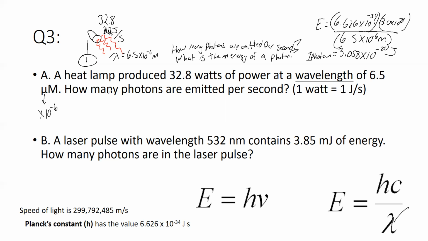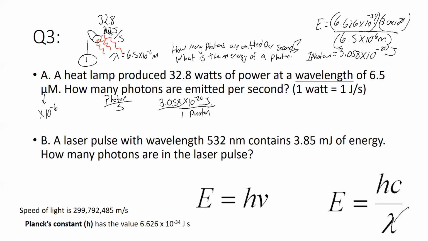So let's go to the second part. How many photons are emitted per second? So my unit for this should be photon per second. And this might seem a little weird, but I can write this number as 3.058 times 10 to the minus 20 joules per photon.